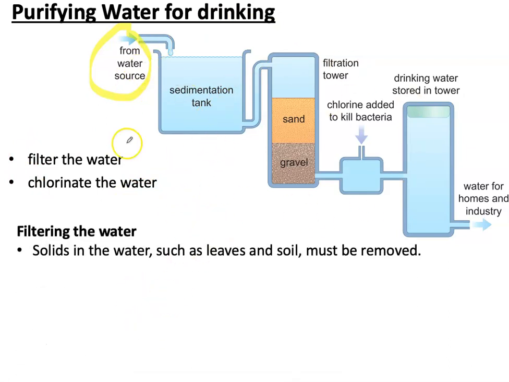The water filtration removes solids in the water such as leaves and soil. There is a sedimentation tank. There is a filtration tower where sand and gravel stick to the bottom, and then the water is drained and goes into a tank where chlorine is added, and chlorine kills bacteria, and then pure water or drinking water for homes is ready for us.